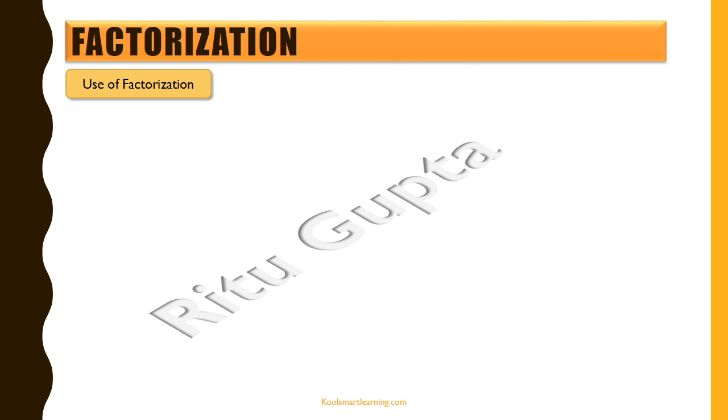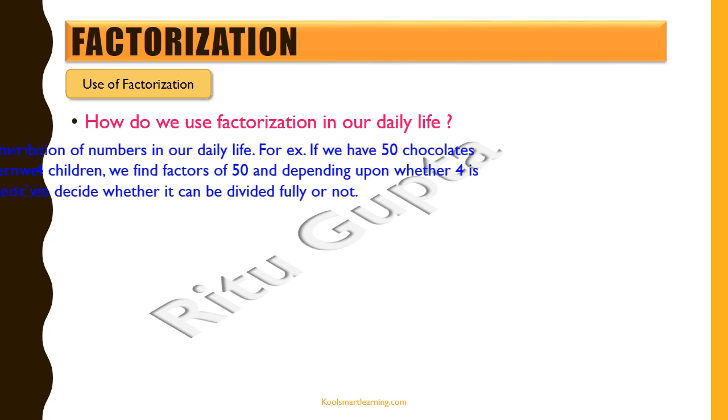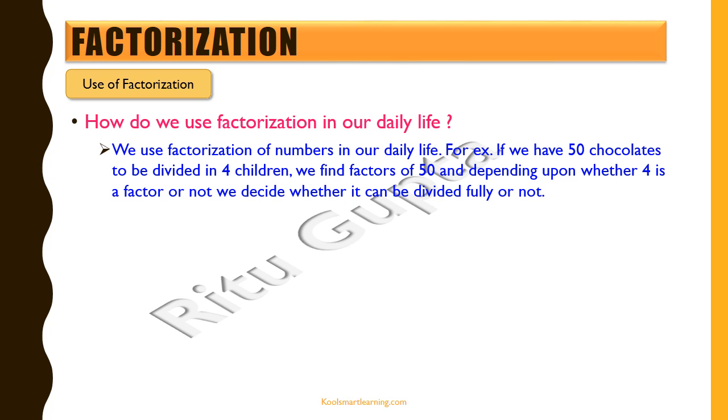Now after having seen what is factorization in case of numbers and what is factorization in case of algebraic expressions, let's first understand what is the use of factorization. Where do we use them in our daily lives? The factorization of numbers is very commonly used in our daily life. Let's take an example. We've already taken an example of burgers getting divided into a number of children. Now let's take another example where we have 50 chocolates and that is to be divided amongst 4 children equally.